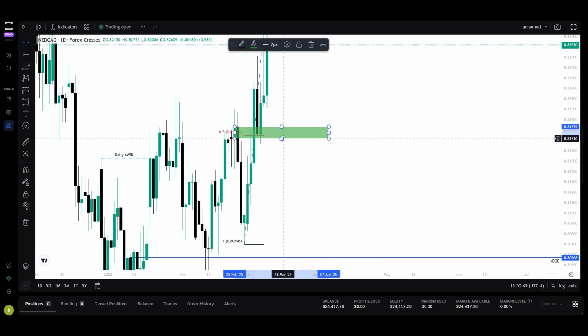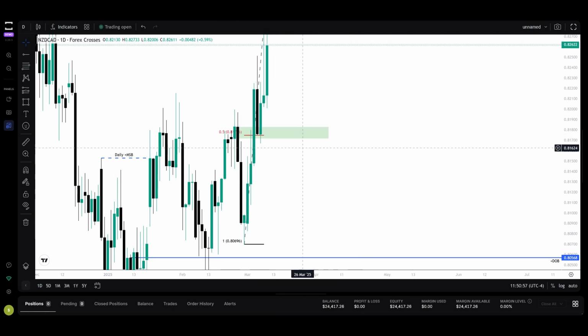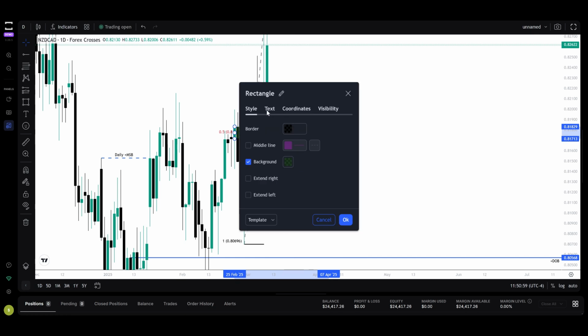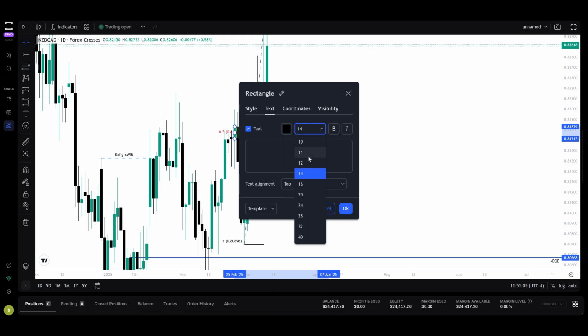Okay. Make that a little lighter. Let's do 20%, 25%. Okay. So that there is our daily bullish breaker. So I'm going to put daily positive BB for bullish breaker.